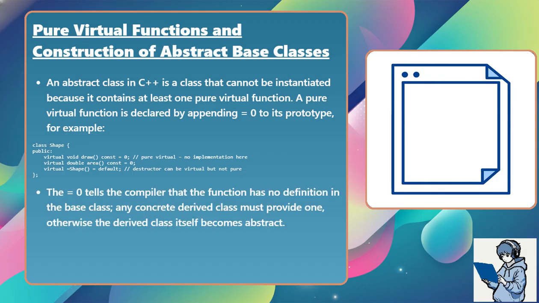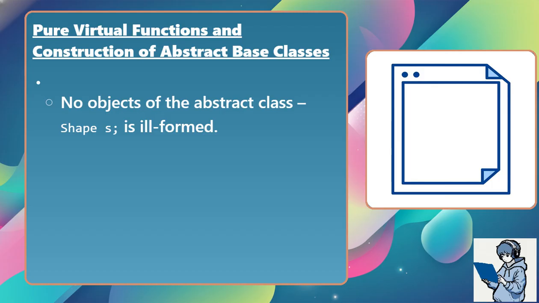Equals 0 tells the compiler that the function has no definition in the base class. Any concrete derived class must provide one, otherwise the derived class itself becomes abstract. No objects of the abstract class, shape s, is ill-formed.